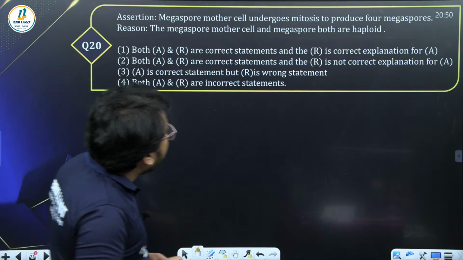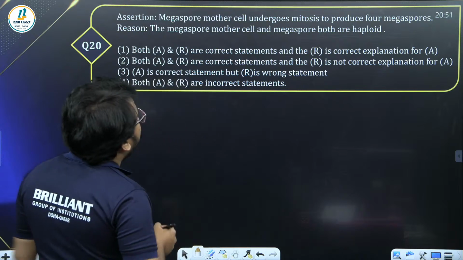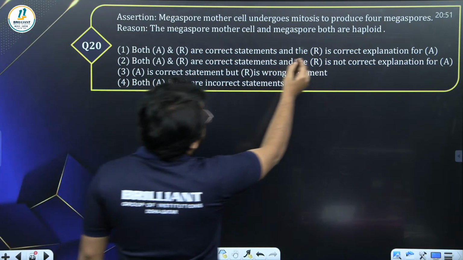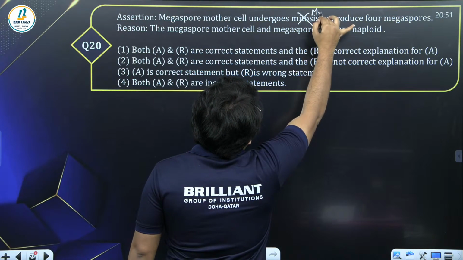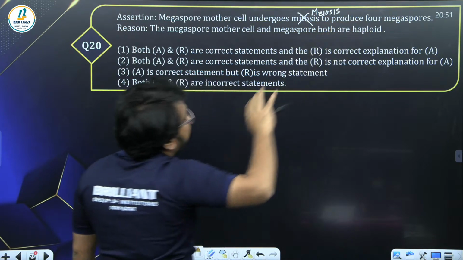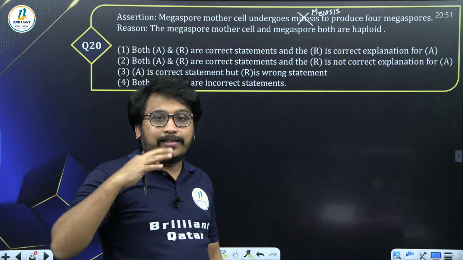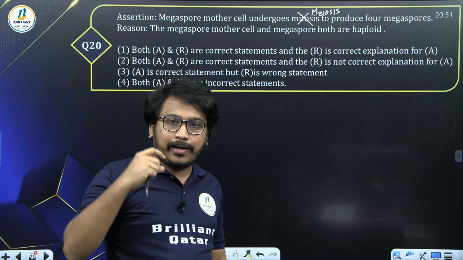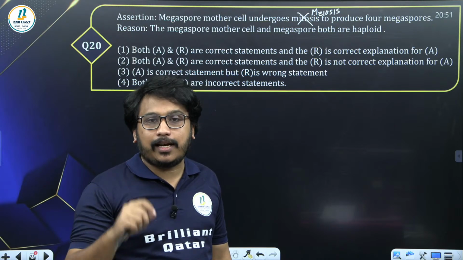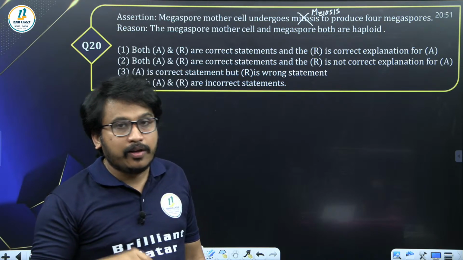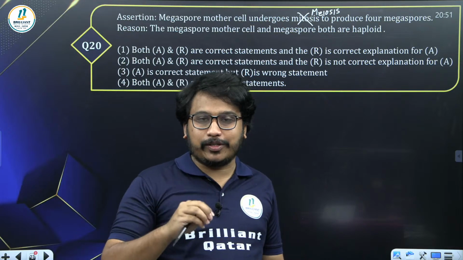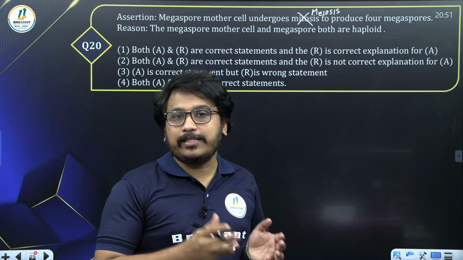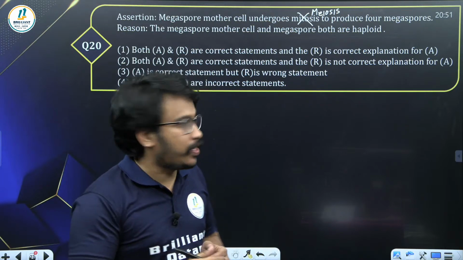Megaspore mother cell undergo mitosis to produce 4 megaspore. Already we have discussed megasporogenesis. Remember, megaspore mother cell will undergo meiosis in order to produce 4 megaspore. In that, 3 that is facing towards the micropyle will degenerate. 1 at the micropyle facing towards the chalaza will become functional megaspore, which undergo 3 round of mitosis or nuclear division followed by cytokinesis in order to form 7-celled 8-nucleated embryo sac.